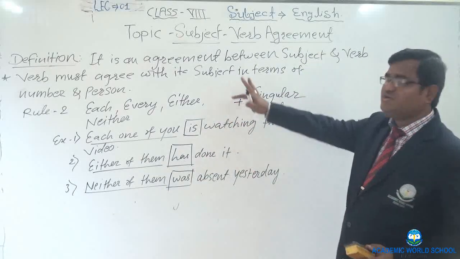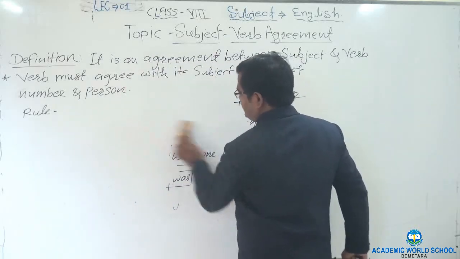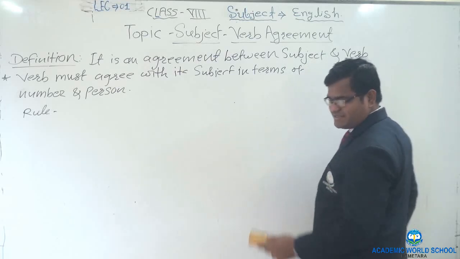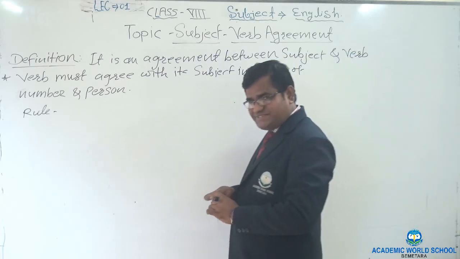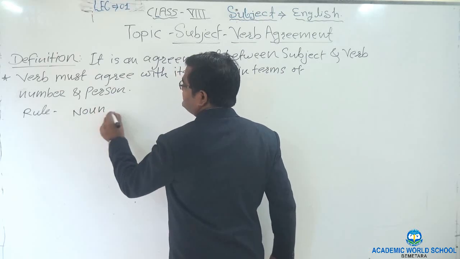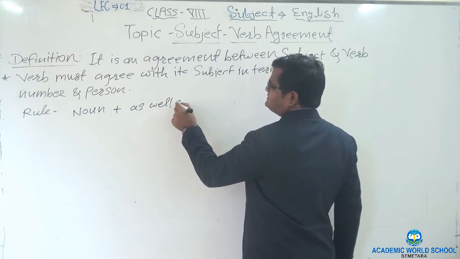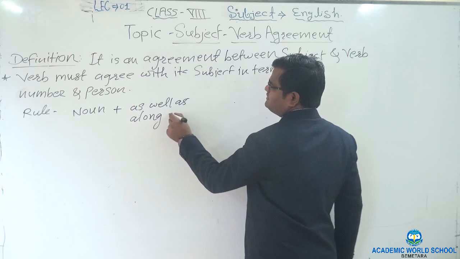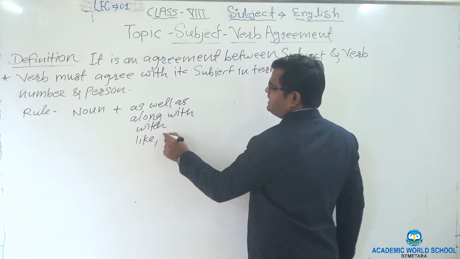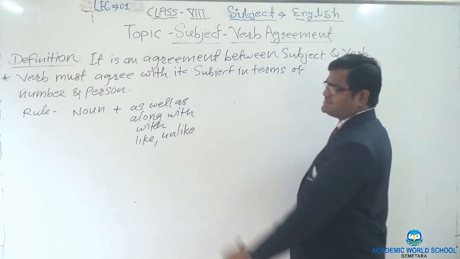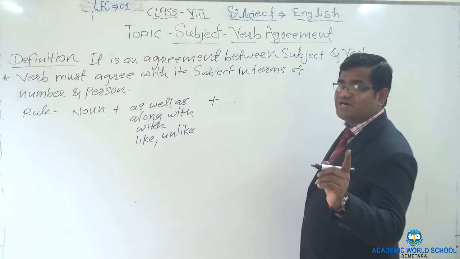If you want to note down, please note down the rules and examples also. So let's come to the third rule of subject and verb agreement, which says whenever there are two subjects in a sentence, and they are joined with words like as well as, along with, or sometimes with, sometimes unlike, in that case the verb you have to use will always agree with the first subject.